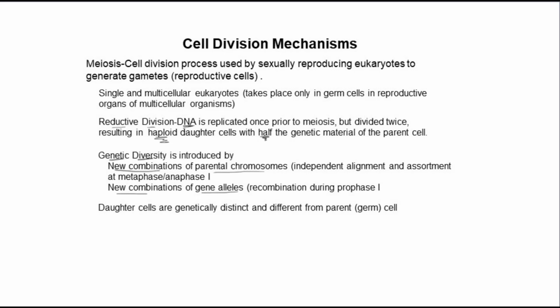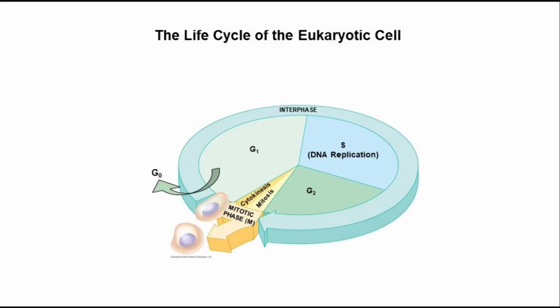For the rest of this discussion, we're going to focus on mitosis. The first thing we want to understand is the context in which mitosis is occurring. And we have to understand that the vast majority of the life of a eukaryotic cell is not spent dividing. It's just spent carrying out normal cellular functions that are associated with that particular type of cell.